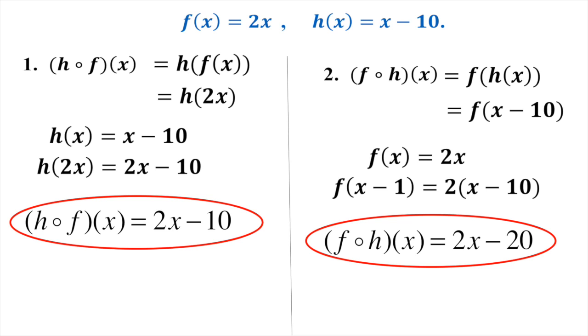Check your answer here. Okay, you'll notice that I rewrote this h of x. So that's my h of x. Then I took this 2x and I plugged it right in for where that x was. So that's what gave me 2x minus 10, and there wasn't anything more that I could do for it.